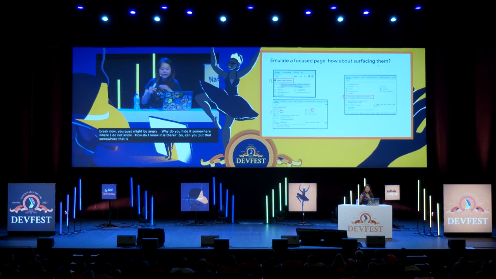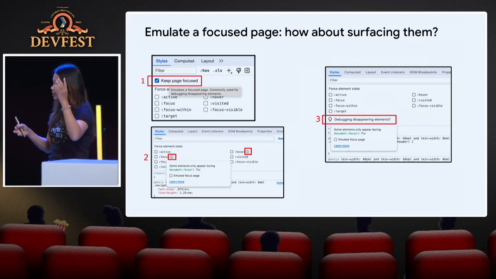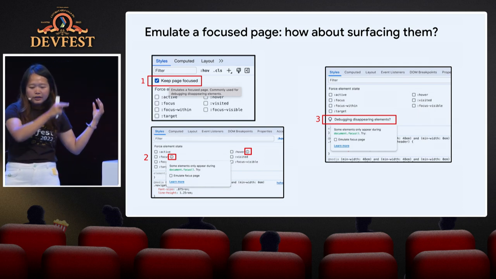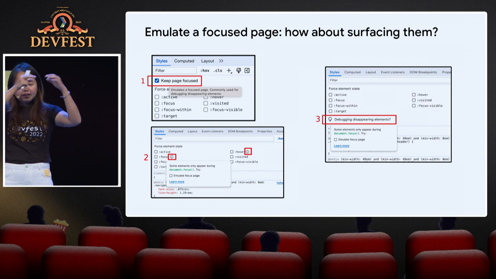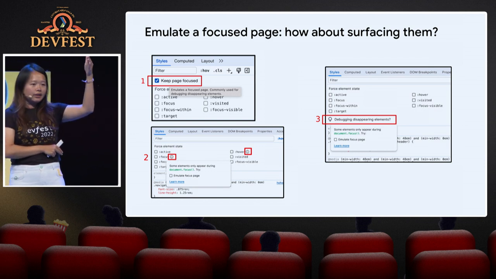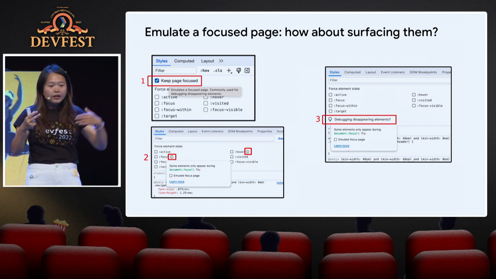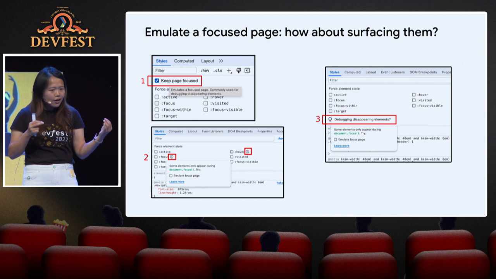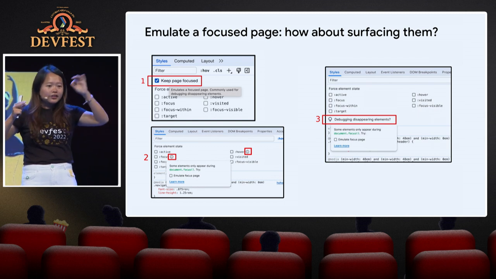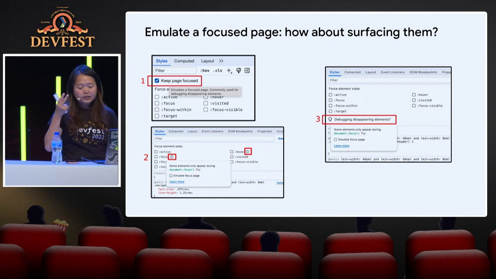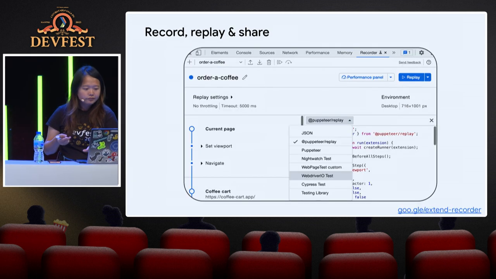So later in the survey that I'm going to send you, there are a few questions about this. We are thinking to surface it in the Styles pane that I opened just now. So it's either design number one, design number two, or design number three. Later in the survey form, you just select which one looks better for you, or if you have a better way for us to surface that to help you with debugging, just let us know later.